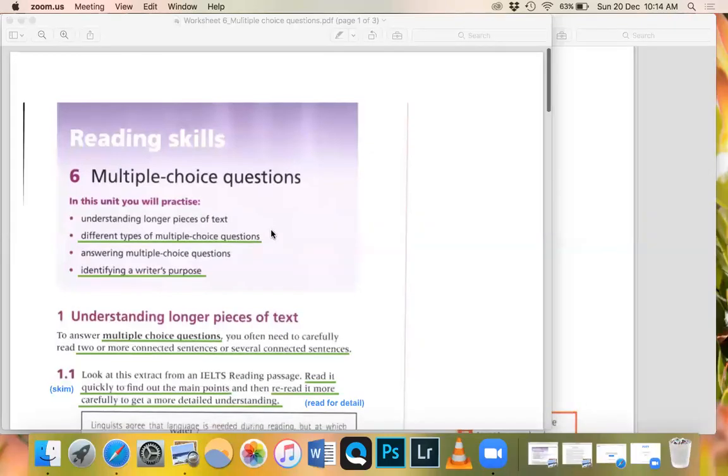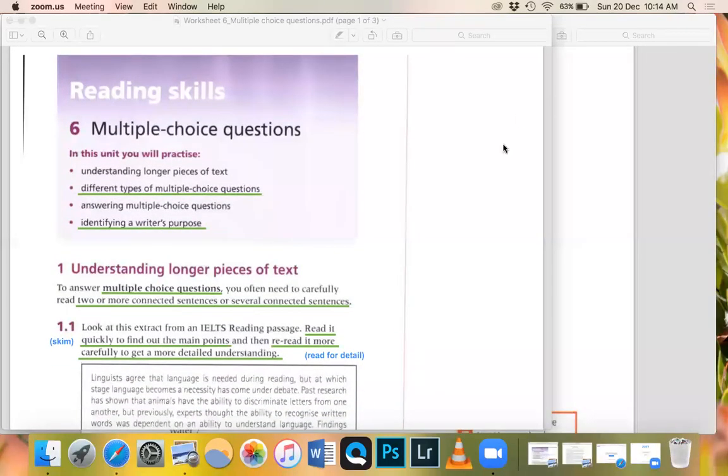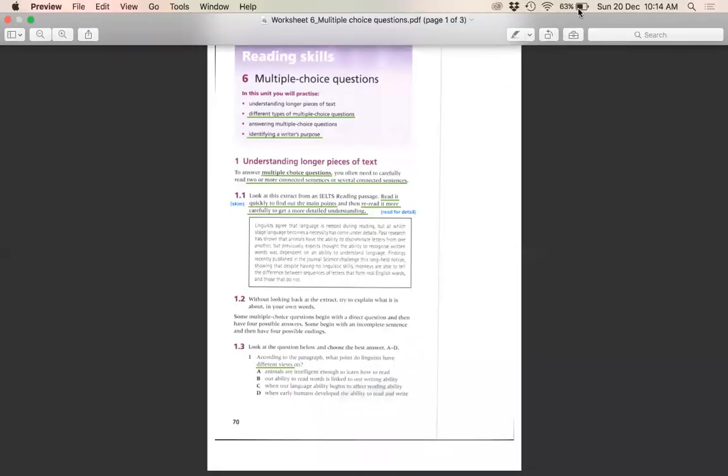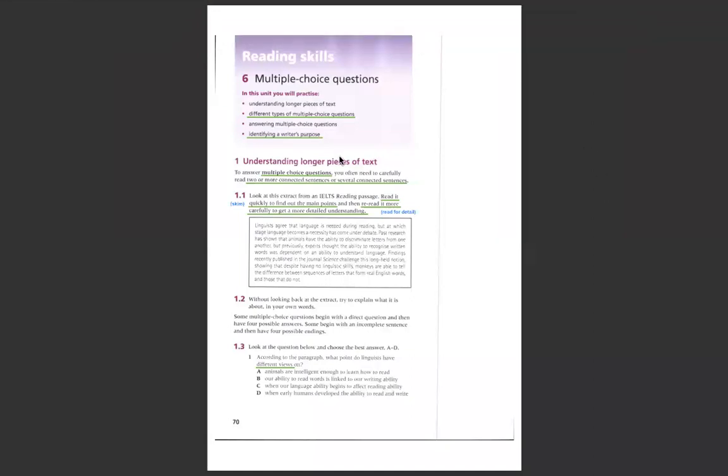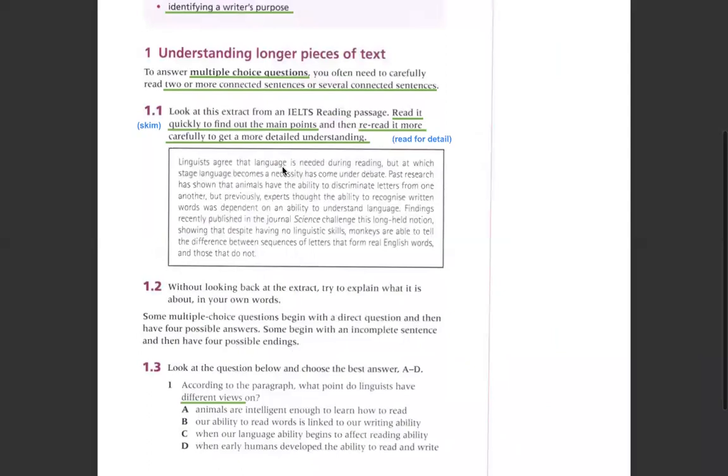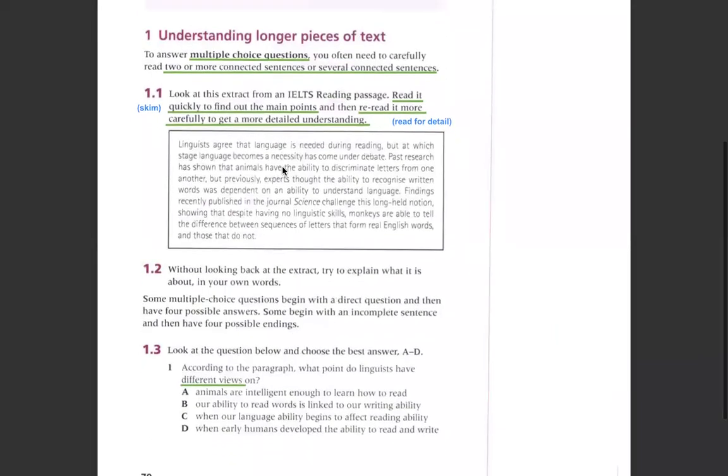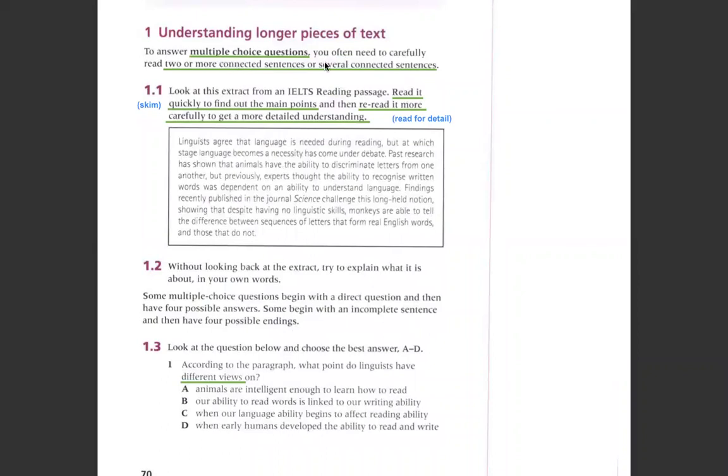With IELTS reading, there are a few different kinds of multiple choice. So we're going to look at the different kinds of multiple choice, and also we're going to look at identifying the writer's purpose. So we looked at one of these questions already. Their purpose is the reason that they're writing. So you're looking at the main points here. Usually with multiple choice questions, to answer, you need to read two or more connected sentences. So often they're not scanning for specific information, but looking at the main idea.